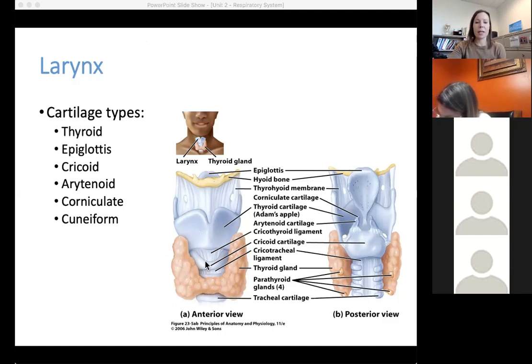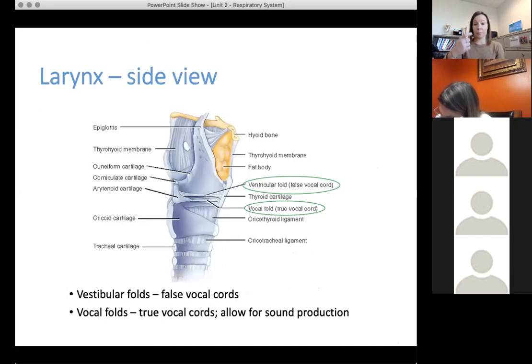So you can kind of see it here in the front. If you look at the back picture, you can see it goes all the way around. It's in the back. So that is the cricoid cartilage, just forms the bottom portion. Here it is again. You can see it from the side. This whole thing here, and it does go all the way around. It forms a ring around the bottom of the larynx.